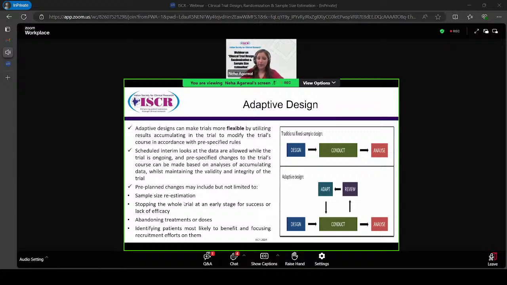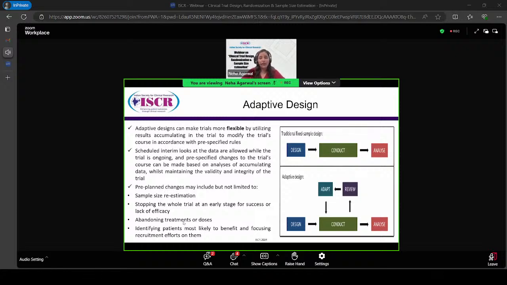So these are the sequential adaptive designs we have. This is one of the criteria which you can again pre-plan. Third is abandoning treatments or doses. When we say abandoning doses, let's take an example where we have two lower doses, one higher dose, and we have the active control.